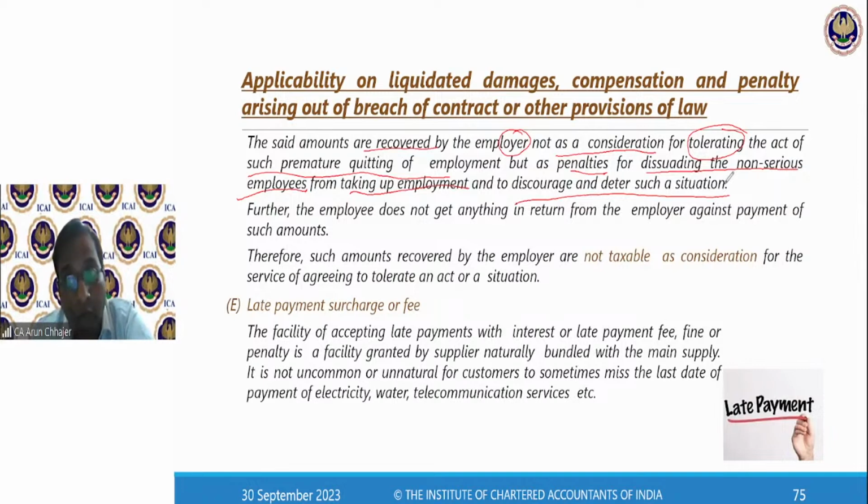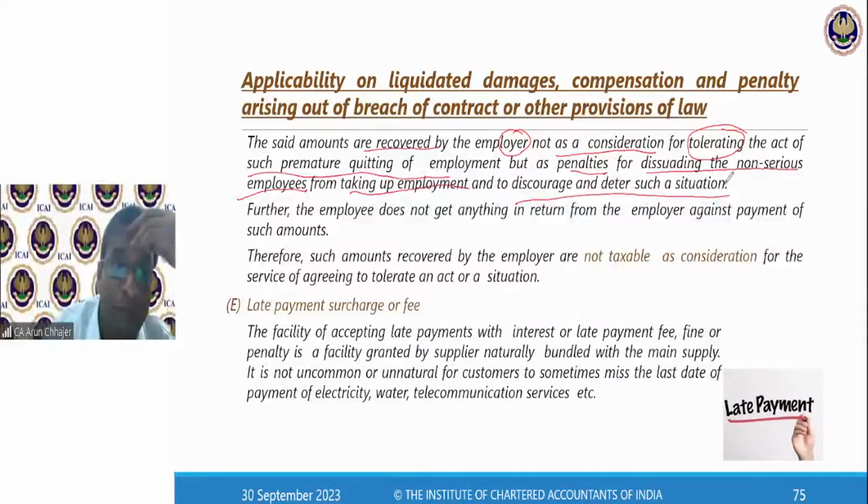Why am I reading this line by line? I am not explaining. I am reading line by line because the circular is very, very important. Altogether, they have put an end to the multiple litigation, and these are the new changes. So it appears that this circular might be very relevant from your exam point of view. That is the reason I'm reading line by line.